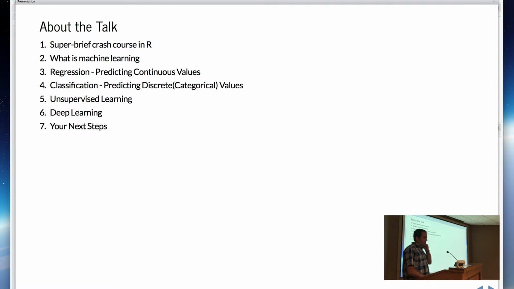So, the agenda for the talk: we'll do a super brief crash course in some basics of R that help you follow along with some of the code examples you'll see in the slides. Then we'll talk about what machine learning is, regression, or predicting continuous values, and classification, which is predicting discrete or categorical values. We'll touch on unsupervised learning, touch on deep learning, and then where you would go from here if you're interested in learning more.